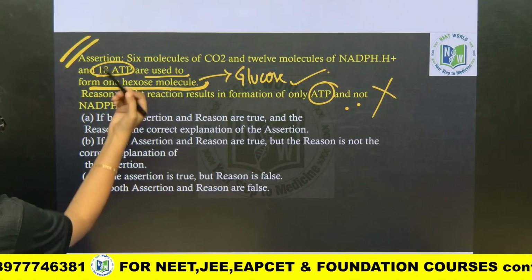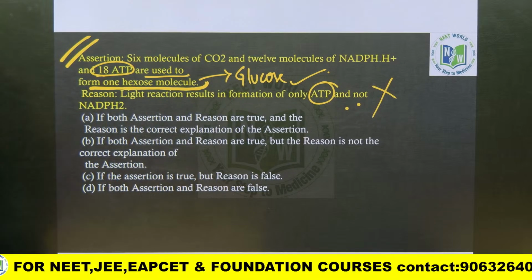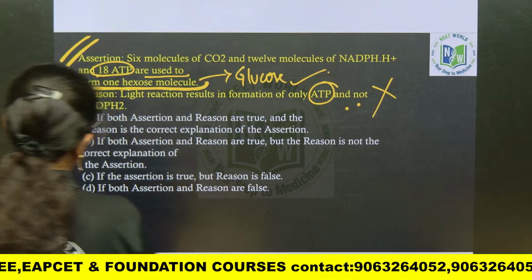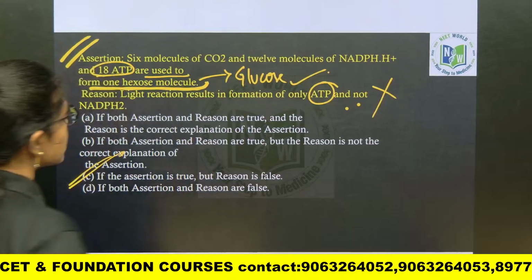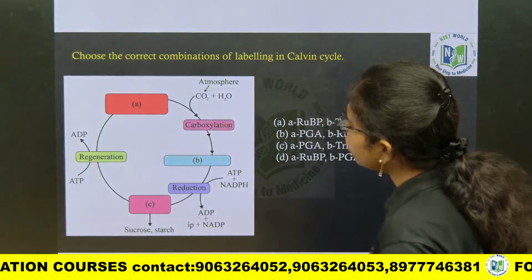So yes, who is this? Swasti Singh. Good afternoon, ma. I didn't get your point. Shiva, yes, that is the true answer, beta, that is option C. Assertion is true and reason is false.